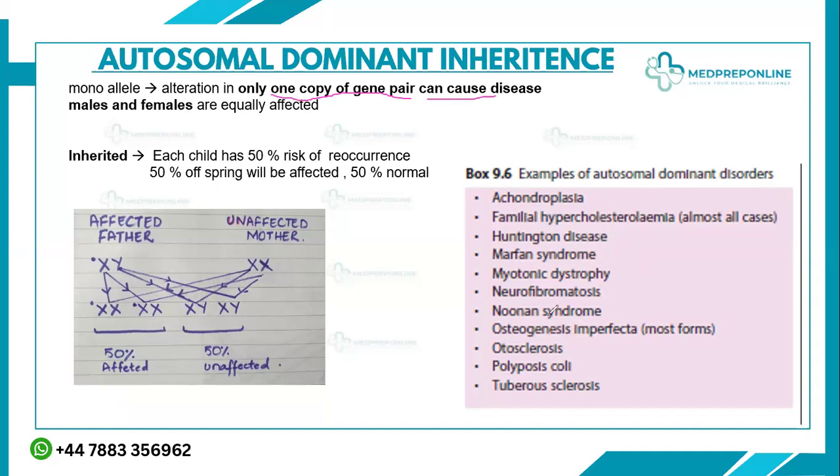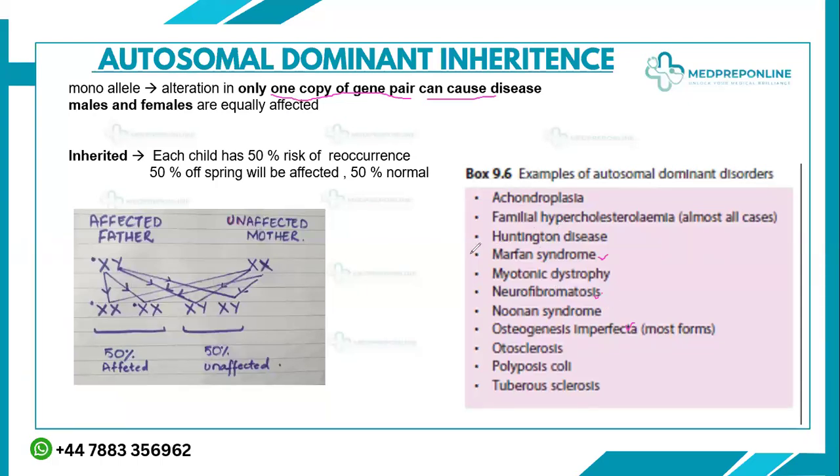Okay, so the most important one they usually ask in autosomal dominant is Marfan syndrome. They ask you about osteogenesis imperfecta. Okay, so neurofibromatosis. So these are some common questions they can ask you regarding it. All right. Now coming to inheritance.